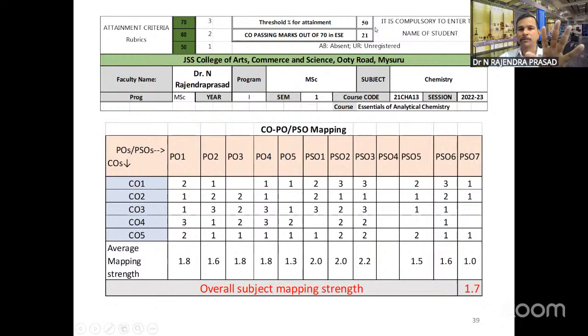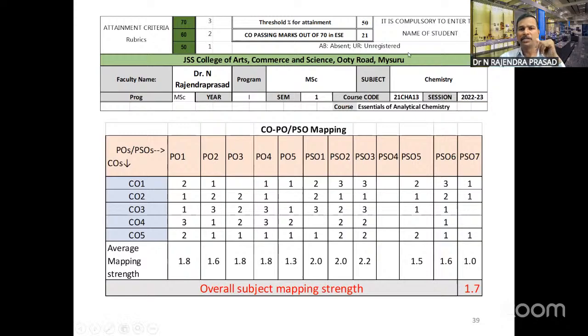Otherwise, it is not. Then what you have to do? You have to go for continuous improvement. You have to conduct one more test until at least 25 or more students achieve that attainment. So that is the threshold for percent attainment. Then for the end semester examination, out of 70, 30% we have fixed: 21 marks each and every student has to secure.